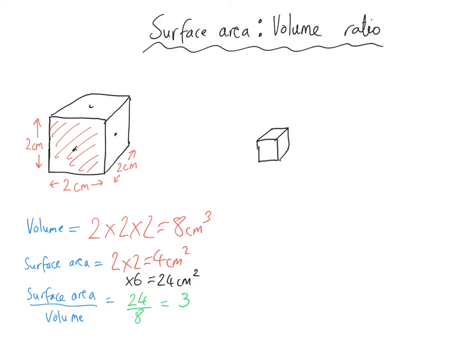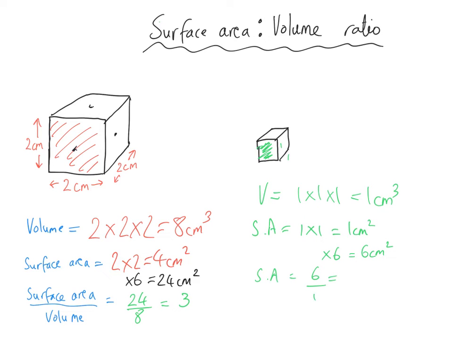Now if we consider a smaller cube, if we make this cube 1 by 1 by 1, the volume is going to be 1 by 1 by 1, which is 1 cubic centimetre. The surface area of this cube, again, considering this front face, is going to be 1 multiplied by 1, which is 1 centimetre squared. And then we need to multiply that number by 6 because of the 6 faces, so we get 6 square centimetres. And so the surface area to volume ratio for this cube is going to be 6, because 6 divided by 1 is 6. And so a smaller cube has got a greater surface area to volume ratio.